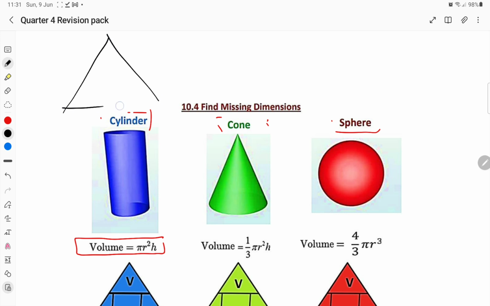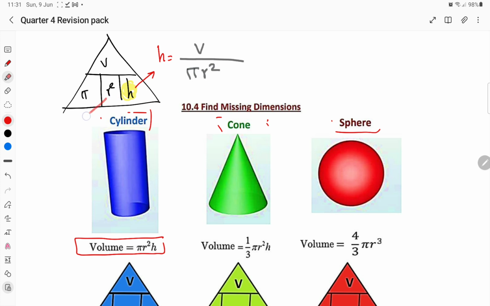We drew our magic triangle. V equals pi r squared h. Regarding the height, we agreed that what you want to find, you highlight. So I'm going to highlight the height. What is it equal to? It is equal to volume over pi r squared.